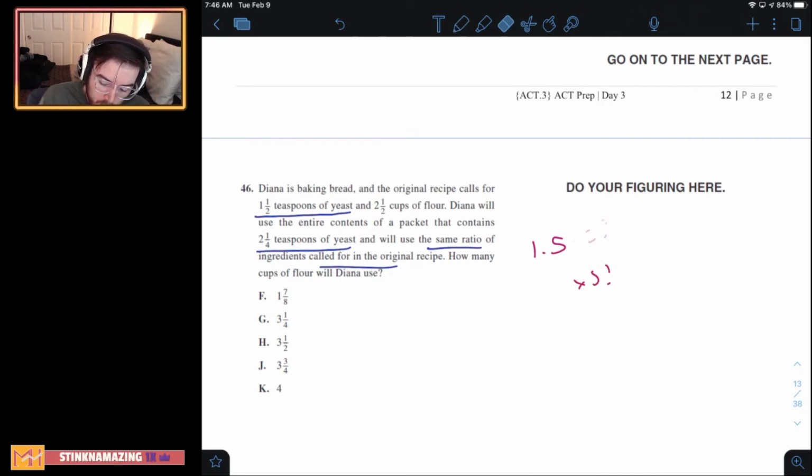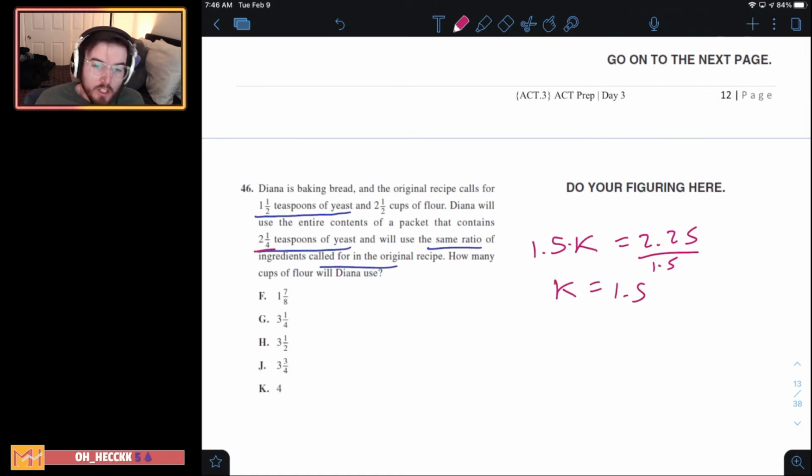Well, I don't know what she did, so let's call it K. What did she multiply by? Times 2, times 3? Hint, the answer is not a whole number. 2¼ is 2.25. So let's solve for K here. We divide by 1½ and we get 2.25 divided by 1.5 is 1½.